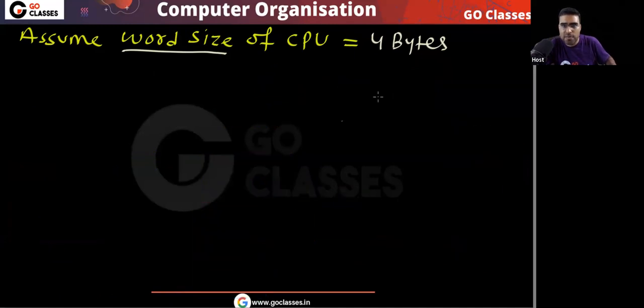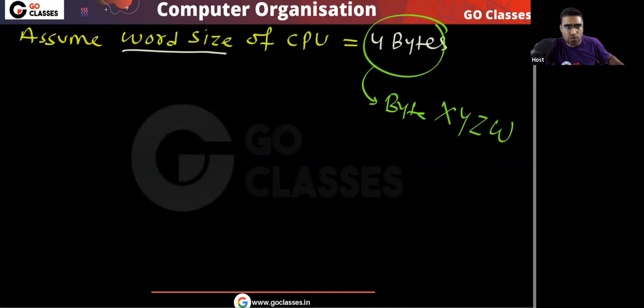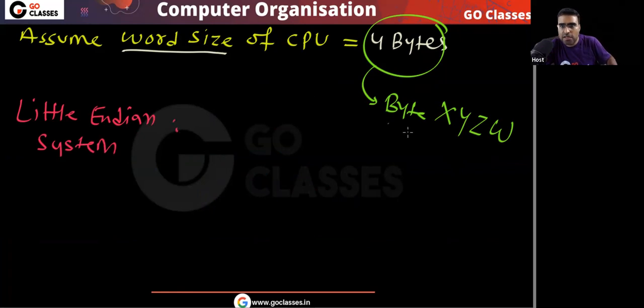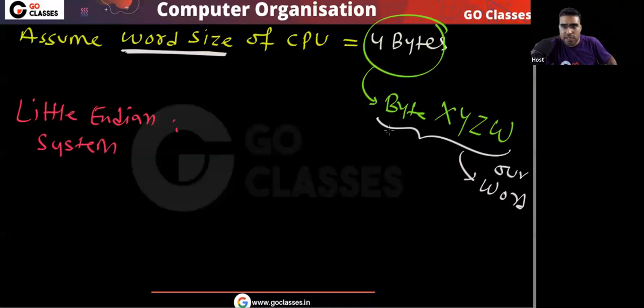Is this clear? Please tell me. So if you have a word that is 4 bytes, let's assume your word is like this: X, Y, Z, W. Then in the little Endian system, what will happen? Because your word is multi-byte data. You can see this is your word, that is 4 bytes. And this is multi-byte data.